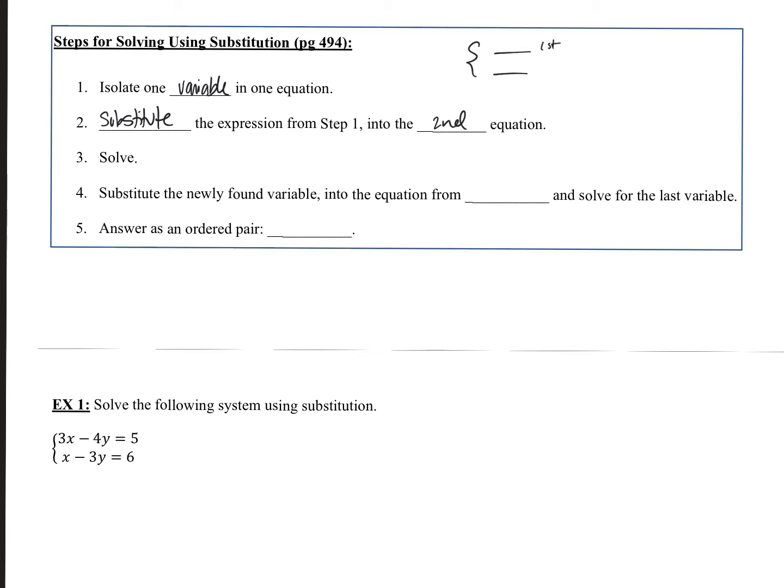So if we had a first equation and then a second, we'll take the first one and sub it into the second. We'll solve. Then, step 4, we're going to substitute the newly found variable, which we just found from step 3, into the equation from step 1 and solve for the last variable. And then we'll answer as an ordered pair, x, y, if the answer is an ordered pair. You might end up with no solution or infinitely many.